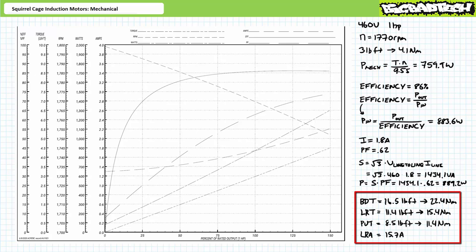Lastly, the motor includes an additional data point called PUT, which stands for pull-up torque, which is kind of the lower belly of a speed torque curve for a design B motor.